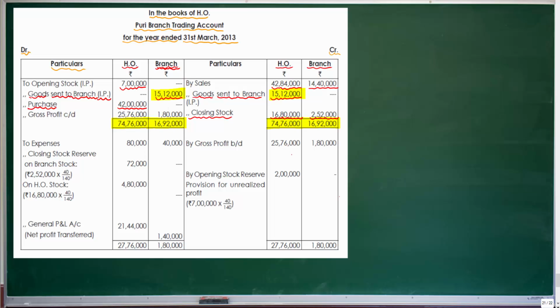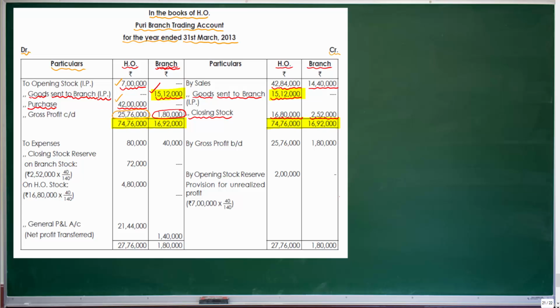Now we have to find out the balancing figure, and that balancing figure is nothing but the gross profit. For HO, 74 lakh 76,000 minus these two items, and the difference works out to 24 lakh 76,000. This is nothing but the profit, that is gross profit of head office, and for branch it is 16,92,000 minus 15,12,000, and it works out to 1,80,000. It works out to 1,80,000. This is the gross profit of branch.